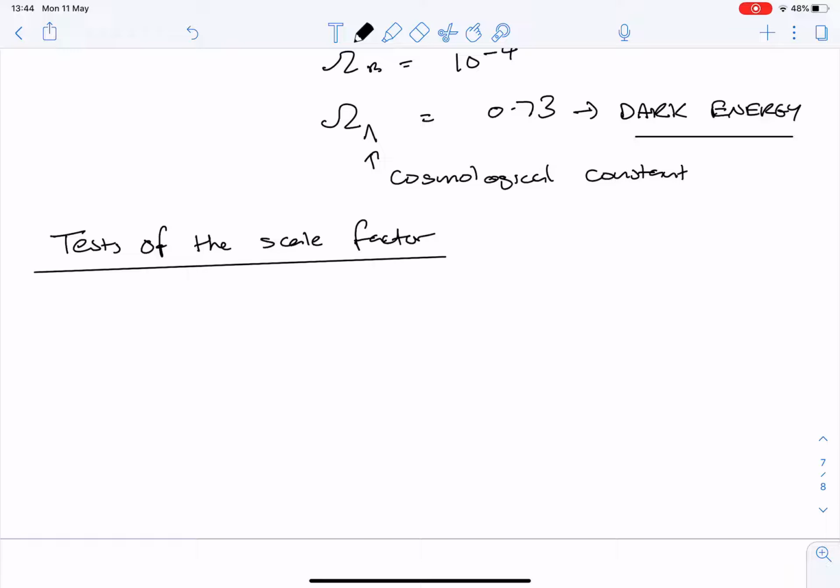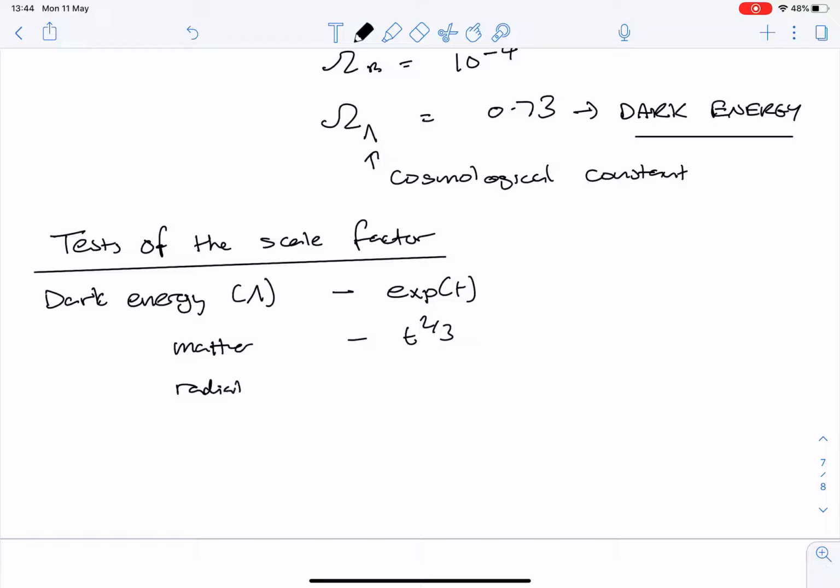And so if I just look at my flat universe, imagine we do have dark energy in the form of lambda. That should give me an exponential change in the scale factor. If I have matter, I have t to the 2/3. If I have radiation, I have t to the half. Note, of course, if I also have dark energy which is not lambda, I have something else here.